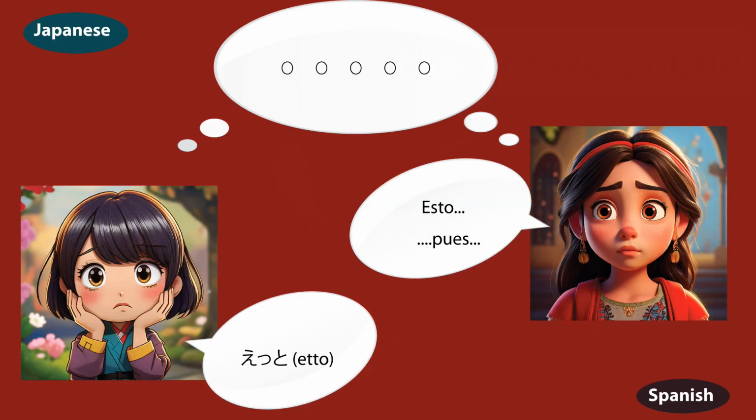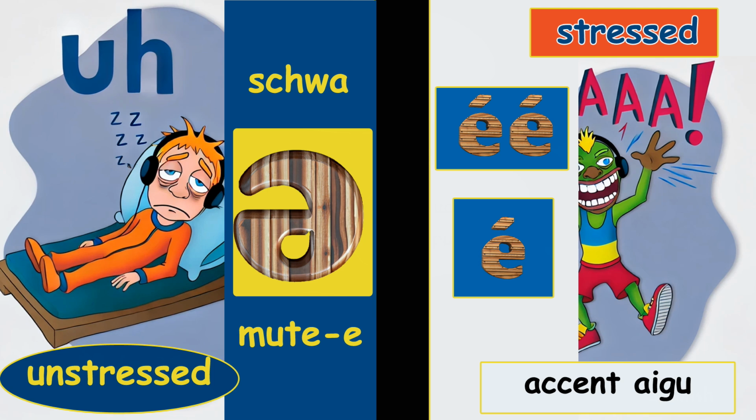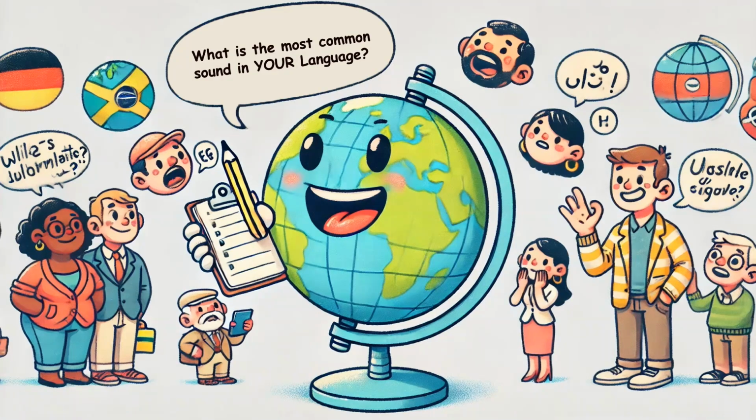For example, in Japanese, a Japanese person would say esto. Or a Spanish-speaking person would say esto pues. We, the Dutch, say uh when we are thinking. The sound is the unstressed E sound. If you know more examples from different languages, please let me know in the comment section.